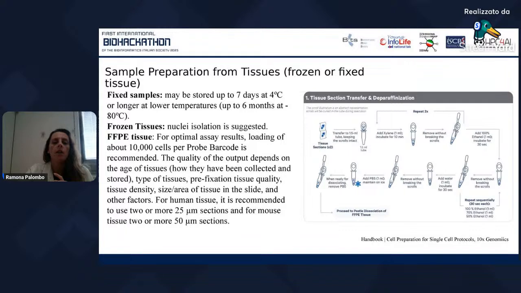And for formalin fixed paraffin embedded tissue, we have some specific information. So for optimal assay results, we need a specific number of cells. And also for human tissue or mouse tissue, we need sections with a specific length of the sections.